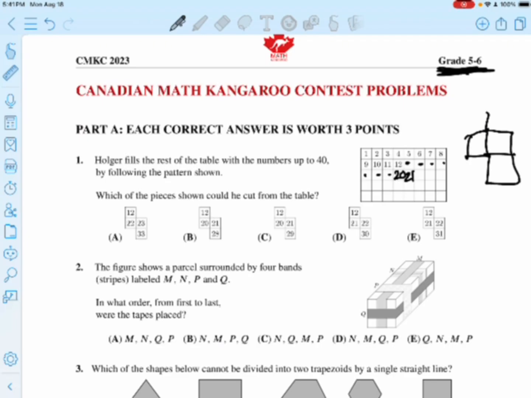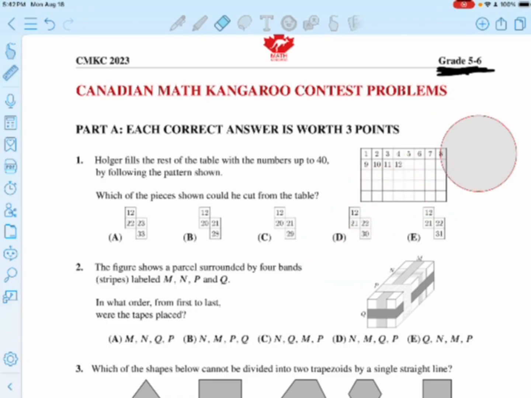Okay? Just to tell you that. You have to follow this shape. So while we're following the shape, then we have to go 22, 23, 24, 25, 26, 27, 28, 29. And then one more square. And this is it, yeah.